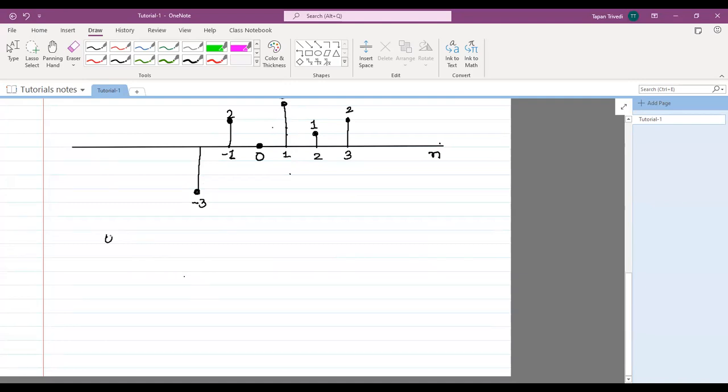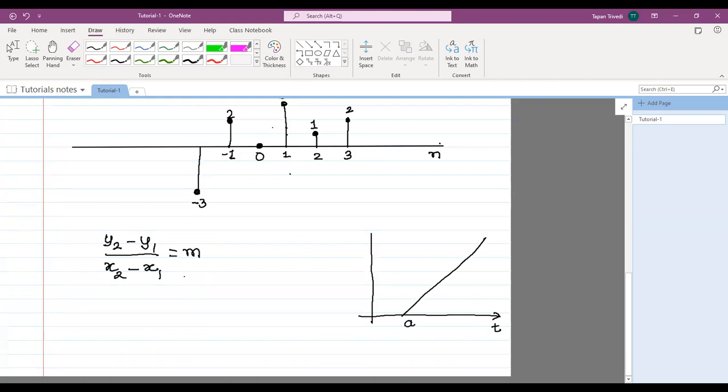See, it is y2 minus y1 upon x2 minus x1 is equal to m. This is the equation. Fine. And we had drawn it like this. This was a, and this was x of t, and I call it t minus a, right? Now what happens, let us say we have a random function here.